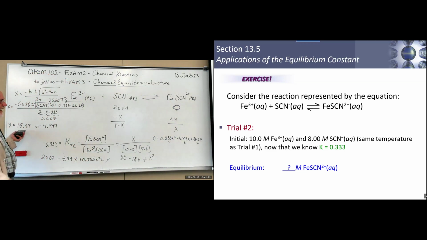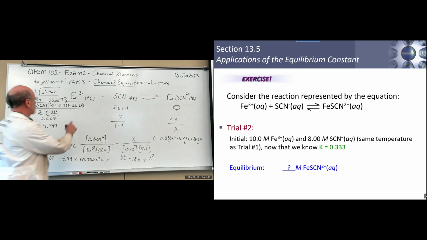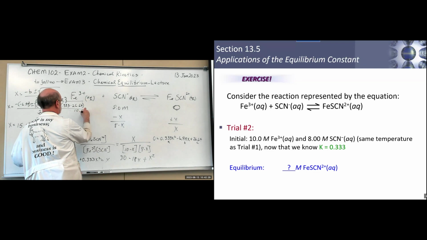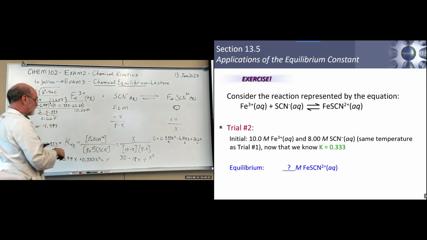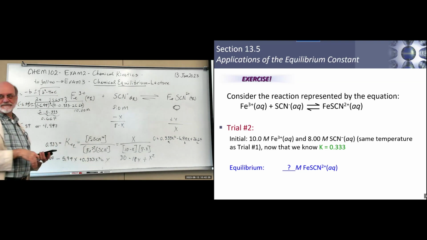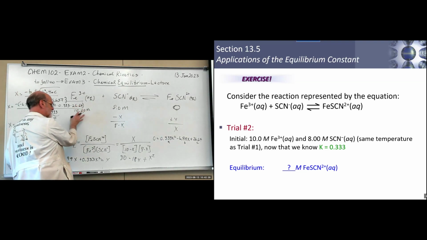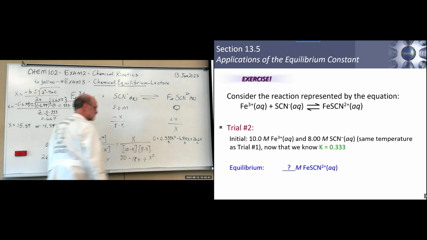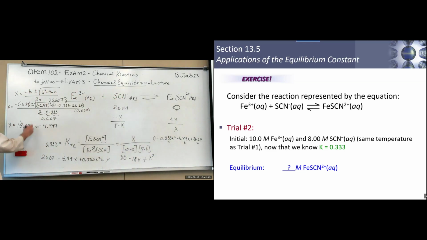Does 15.89 make any sense? Well, let's see. We started off with 10 here, right? And you're going to subtract. How much can you subtract from 10? 10. That's all you can get. Subtract from that 10 to make X, 10 is as much as you can get. So that one makes no sense. It has to be this one, 4.997 is the value for X.